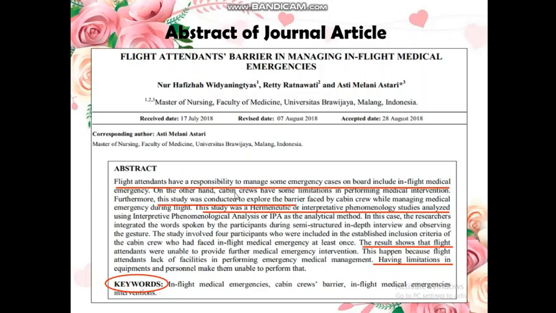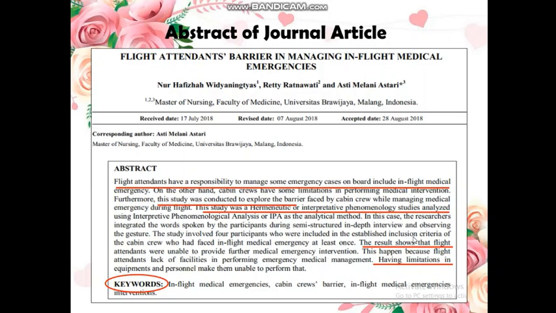As we can see, the tense that I used is past tense because this study was conducted in the past. The sentence is, this study was conducted to explore the barrier, and so on. The third line is the method of the research. It is written, this study was a hermeneutic or interpretative phenomenological study, and so on. It used past tense.